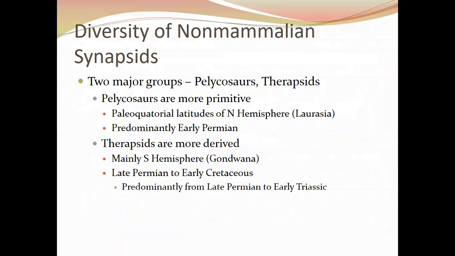The non-mammalian synapsids were diverse. They were very different from the animals that we have today. And there are these two groups that I've mentioned so far, the pelycosaurs and the therapsids. The pelycosaurs are by far your more primitive. They were found in what was at that point in time Laurasia. Laurasia was the continent of Asia, Europe, and North America, perhaps part of Africa in there as well.